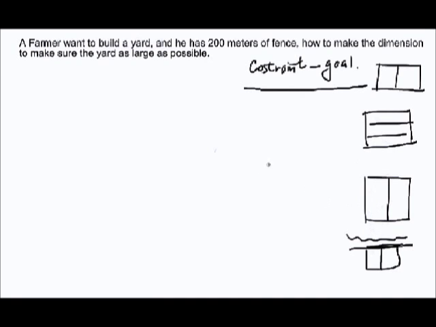So let's use this one as an example. We're going to achieve our goal of making the yard as large as possible. And we cannot say, okay, let's say 1 billion for the length, 1 billion for the width. That's not okay. Why? Because we have a limited amount of fence. So this is our constraint function. In these kinds of questions, we use our constraint function and substitute it into our goal function. Let's make our constraint function first.